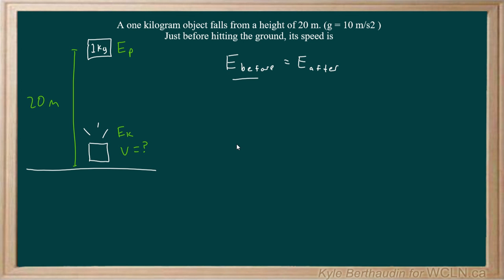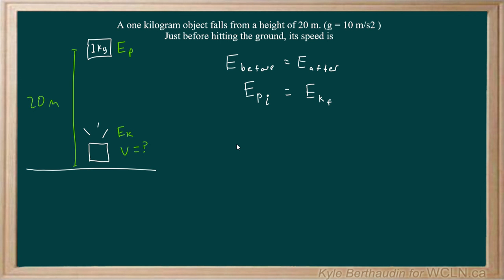So the energy before is simply potential energy. There's no kinetic energy because it's not starting with motion. So there's just potential energy, and it's some initial potential energy. Afterwards, there is kinetic energy, EK final.